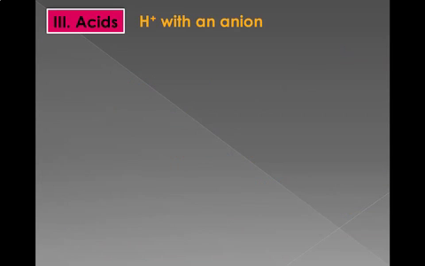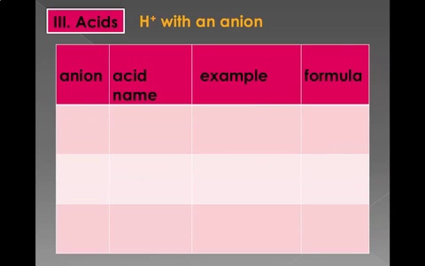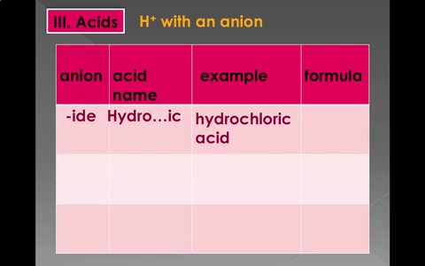Acids are hydrogen ions with an anion. So here's a chart to help you recall how to do this. If the anion just ends in "ide," it's going to be hydro-blank-ic. In the blank you put the stem. So for instance, hydrochloric acid.